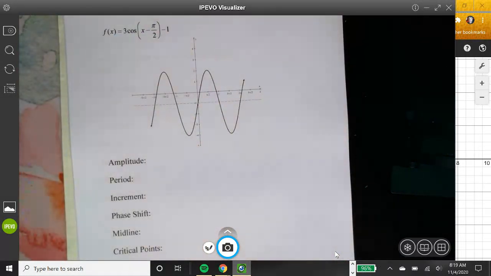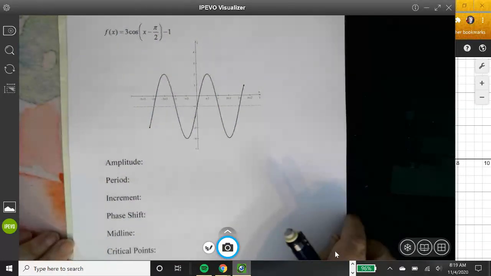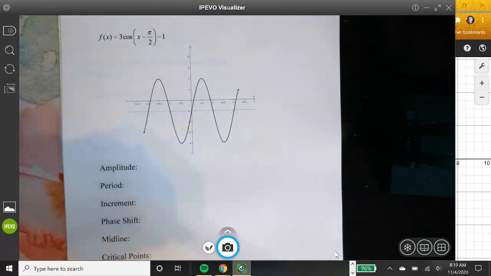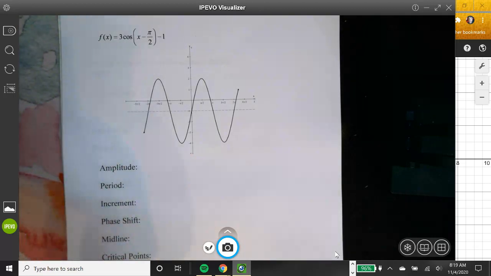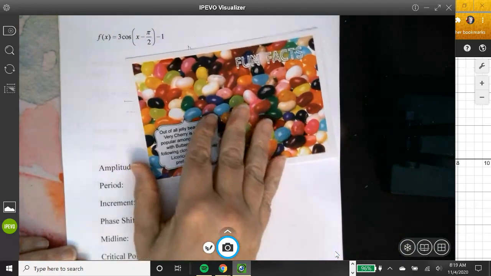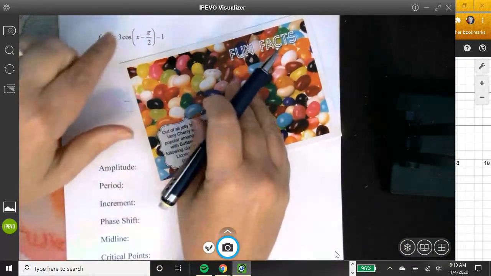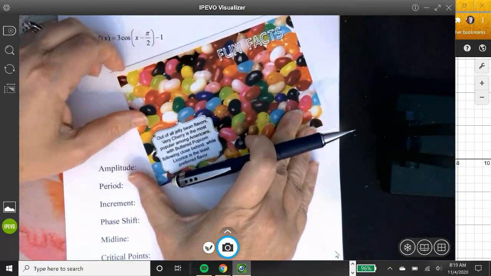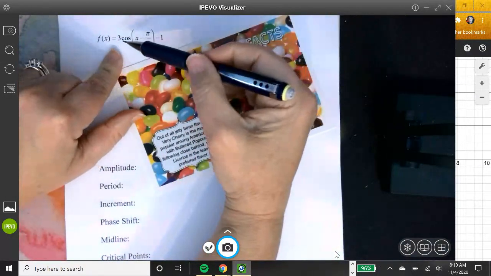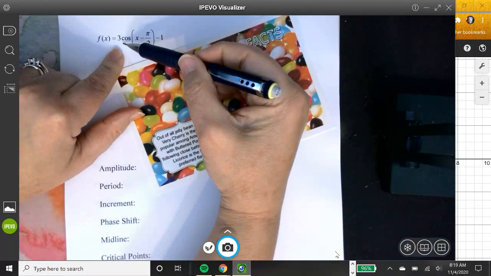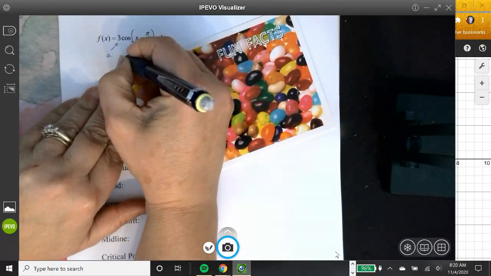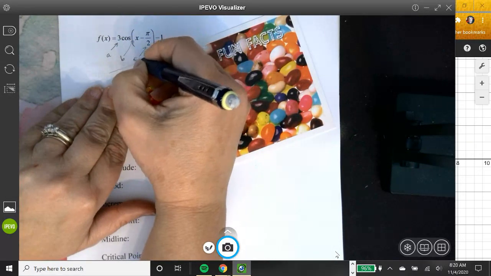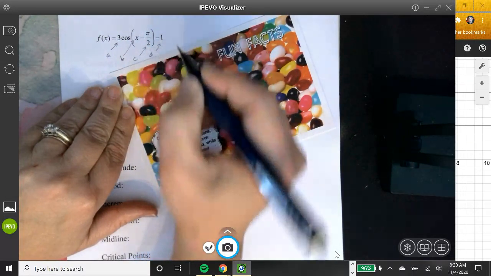So what about this sine curve here? So without looking at the curve, and I don't know if I have something that'll cover it up here. We can look at my fun facts here about jelly beans. Without looking at the curve, okay, we would say the amplitude is what? That's A, because this is A. B is the coefficient in front of the X. This is now C, and this is D, right?